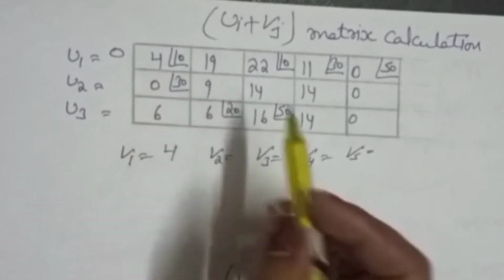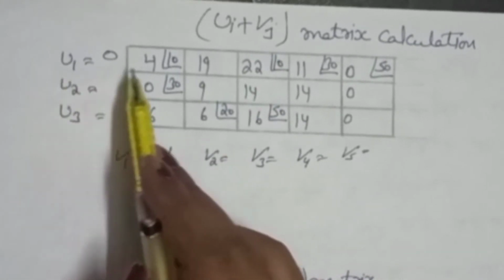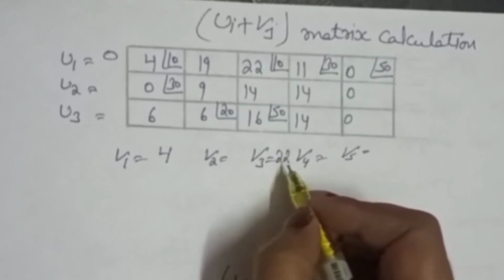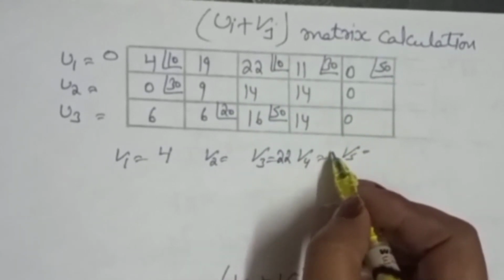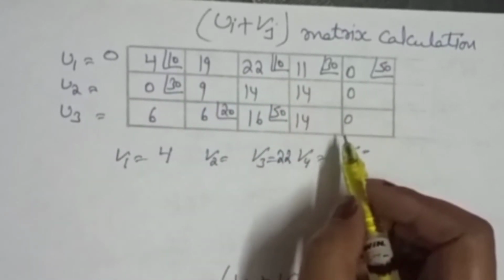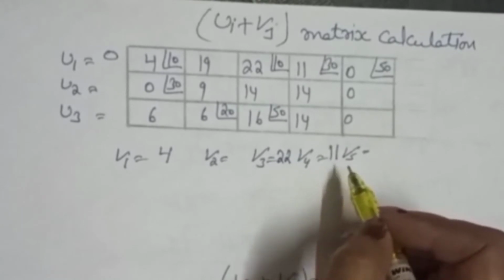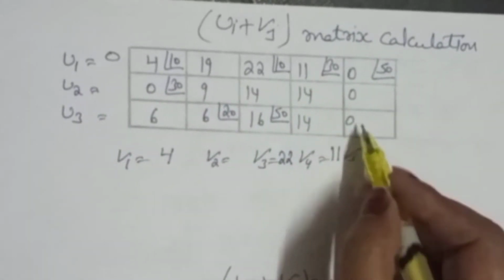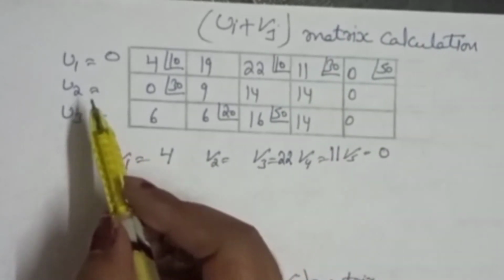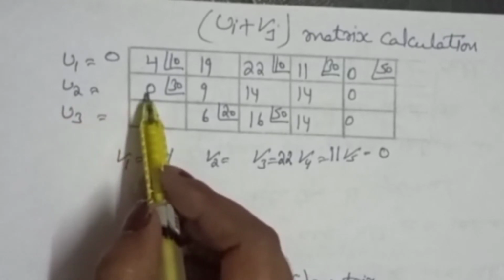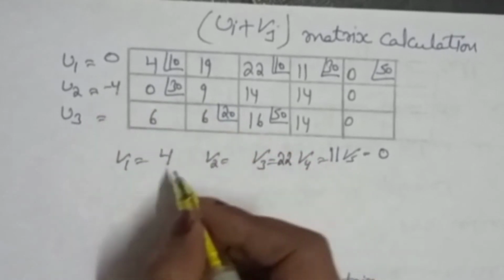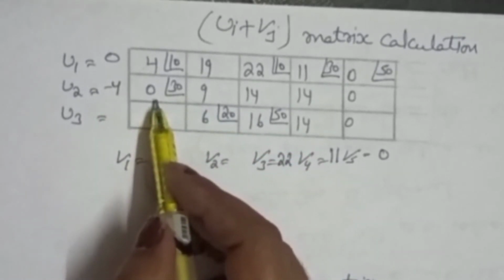equal to 4. Like v3, u1 plus v3 is equal to 22. So 0 plus 22 is equal to 22. Here we will write 11 as u1 plus v4 is equal to 11. So v4 is equal to 11. u1 plus v5 is equal to 0. So 0 plus 0 is equal to this cell value. Now we have u2. u2 plus v1 is equal to 0. So here we will write minus 4 because minus 4 plus 4 is equal to 0.